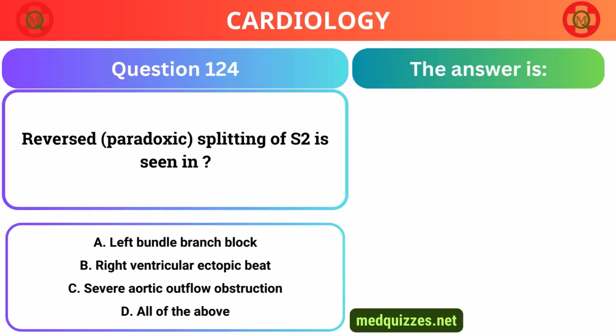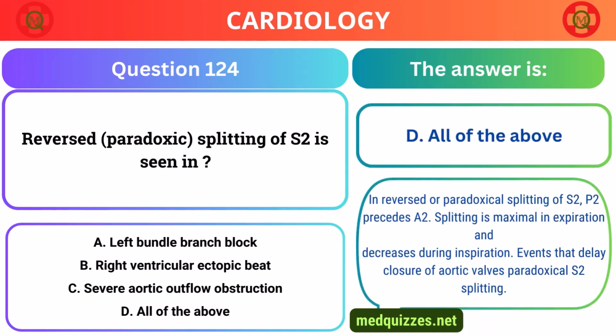The question 124, reversed, paradoxic, splitting of S2 is seen in. The correct answer is D. All of the above.